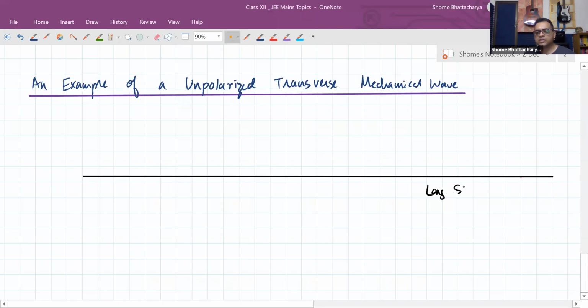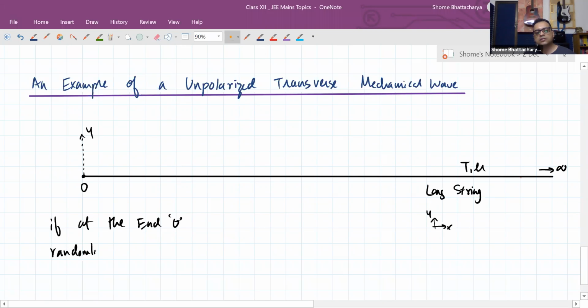Okay. Anyway, so getting back to this, if we have a long string which is at tension T and linear mass density mu, this side going to infinity. Now this end of the string, so this is our x-axis, suppose. So the point O, what we are doing now is that at the end O of the string, randomly transverse pulses are generated in the YZ plane.